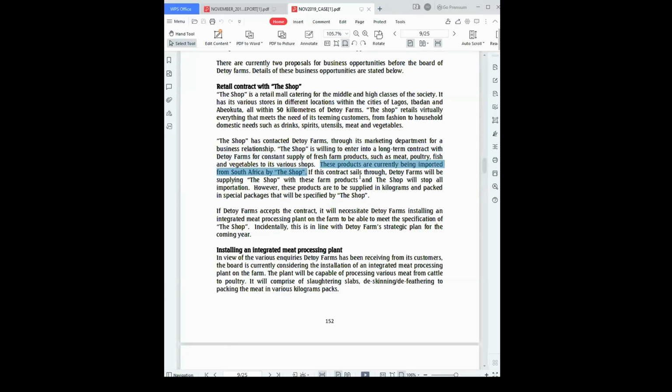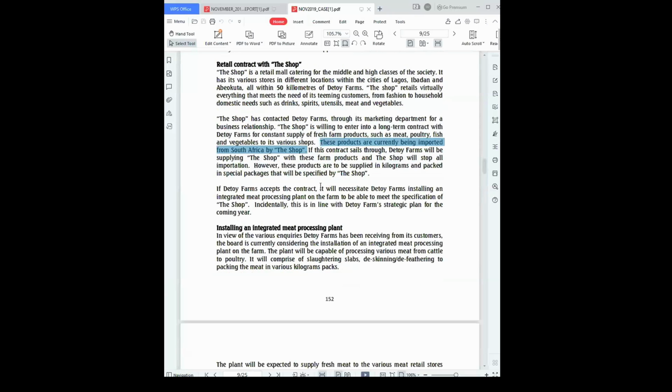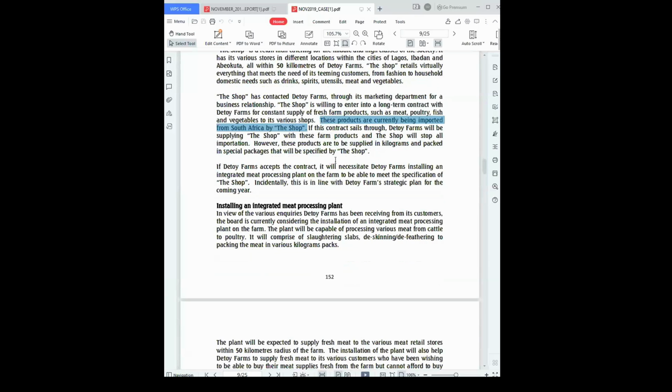Now, if this contract sails through, Detroit Farms will be supplying the shop with this product, right? And it will be packed and all that. They mentioned something again, that if Detroit Farms accepts the contract, it will necessitate Detroit Farms installing an integrated meat processing plant on the farm to be able to meet the specifications from the shop. Of course, incidentally, this is in line with Detroit Farms' strategic plan for the coming year. This is what it means: if Detroit Farms accepts the proposal, they will have to install a meat processing plant.